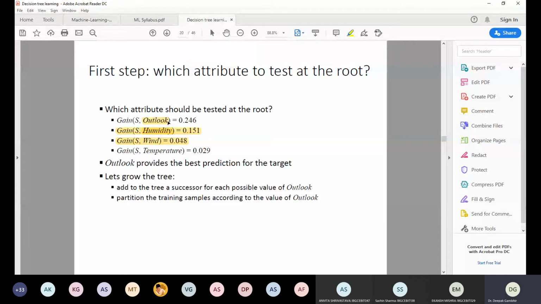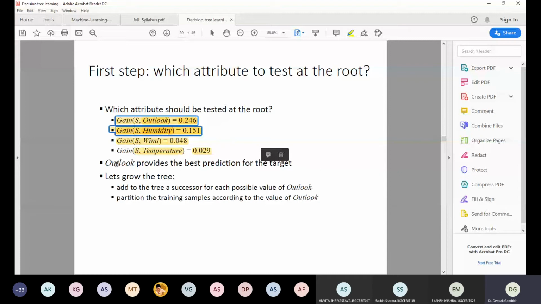For the set S and outlook, the gain would come out to be 0.246. Temperature gain would be 0.029, wind is 0.048, and humidity is 0.151. These we have already computed above. So if we compare all these 4 parameters, the information gain is maximum in the case of the first, that is 0.246. That is the outlook.